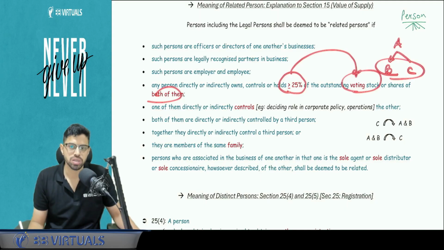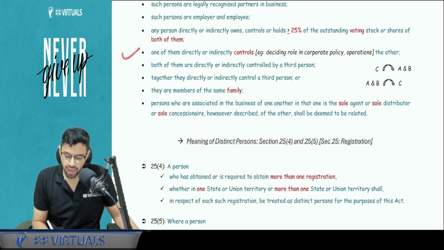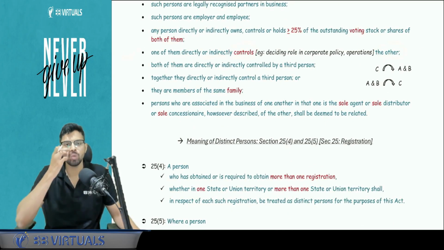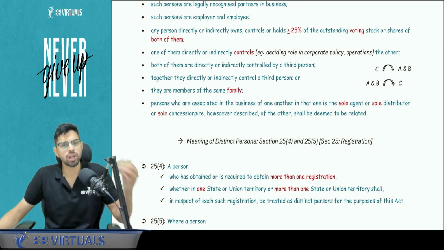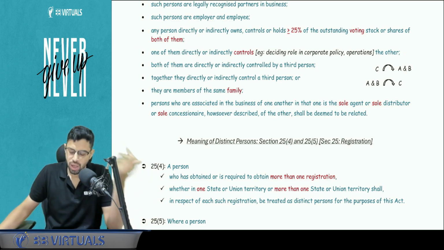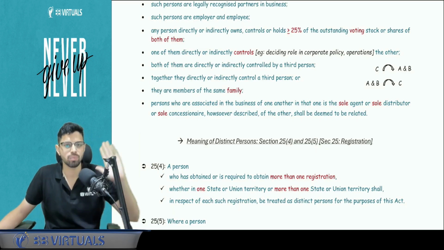B and C are related to each other. Focus is on voting stock. Minimum 25%. Limit, please pay attention, not more, minimum. One of them directly or indirectly controls the other. Now what do you mean by control is not defined. Control in general means 51% voting, or you can say deciding some role in the corporate policy operation. So you are exercising some kind of a control.